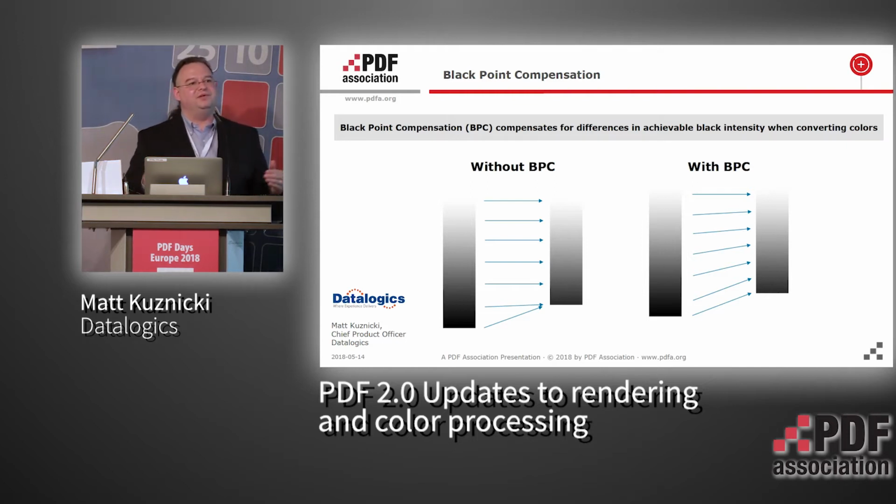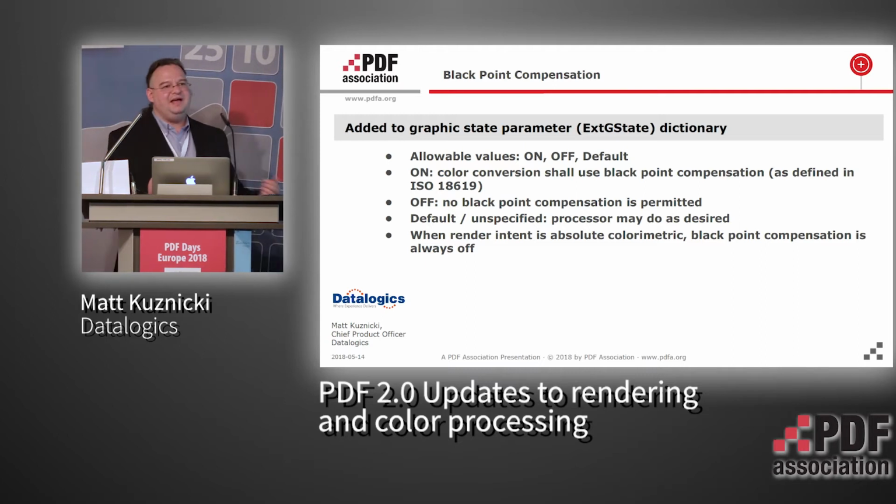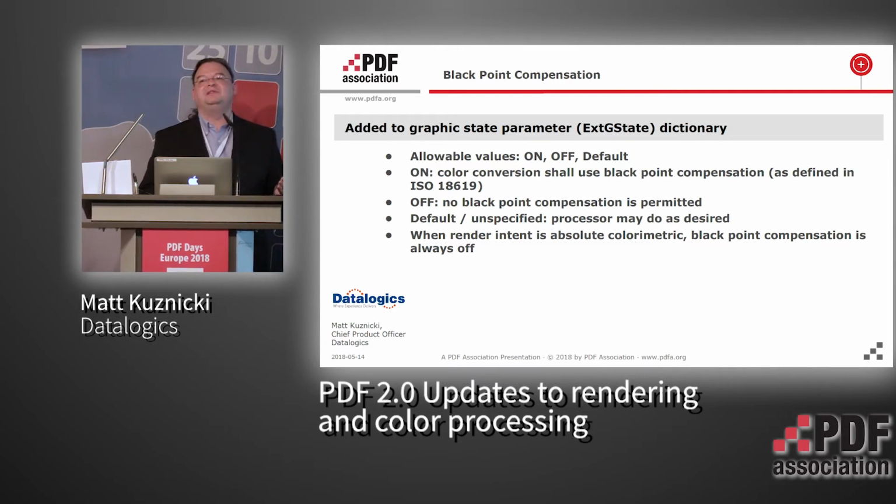Many PDF renderers already have the ability to apply black point compensation when rendering PDFs, but this hasn't been a part of the PDF specification until PDF 2.0. PDF 2.0 actually extends how black point compensation may be requested. It takes it not just on the document level, not just on the page level, but brings it into the actual graphic state that you're using when you are performing PDF graphic operations.